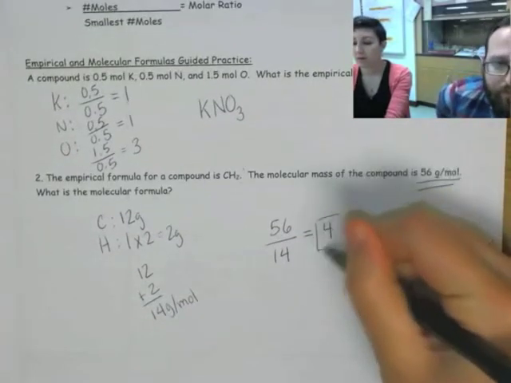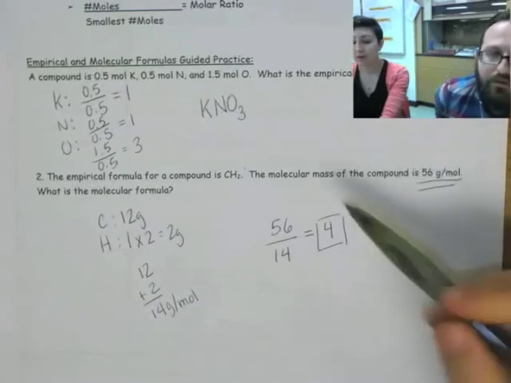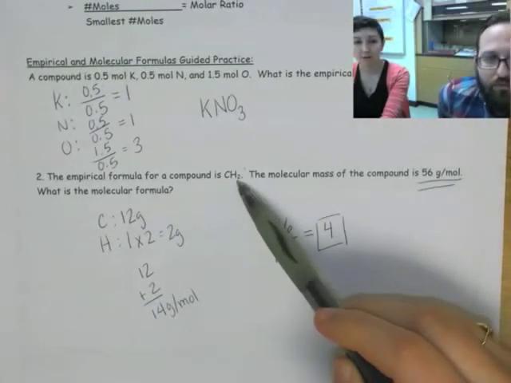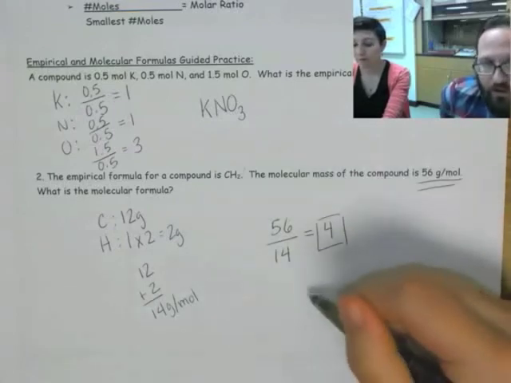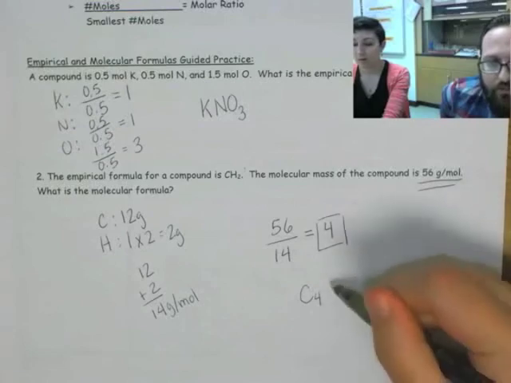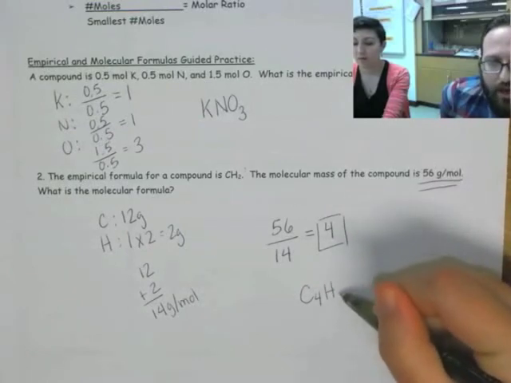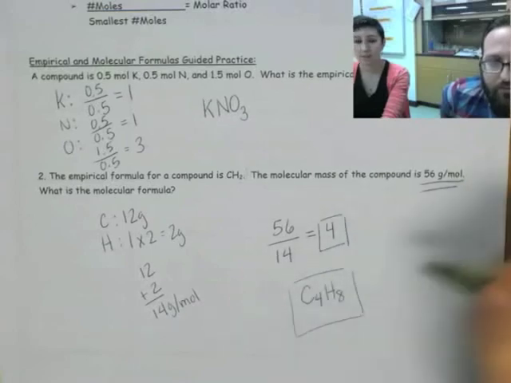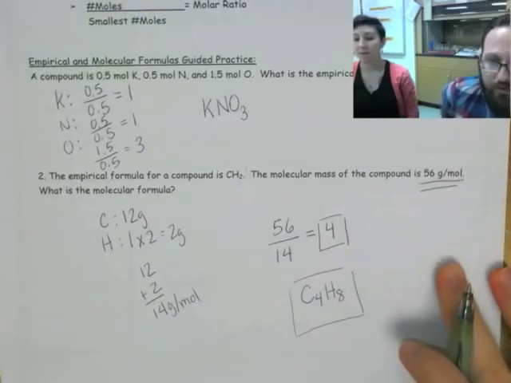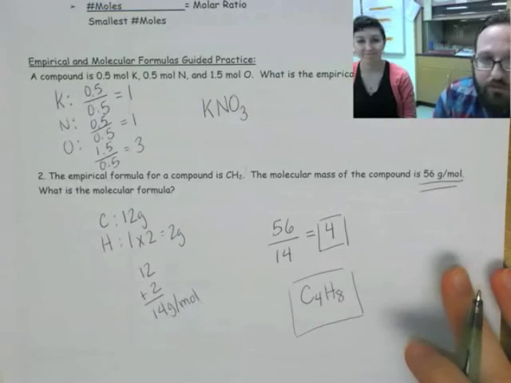Then we multiply each of the numbers in our ratio one by 4. We've got 1 carbon, so 1 times 4 is C4, and then we've got 2 hydrogens, so 2 times 4 is H8. And that's our answer. That's our molecular formula. Okay. Well, time for you to try some practice problems on your own.